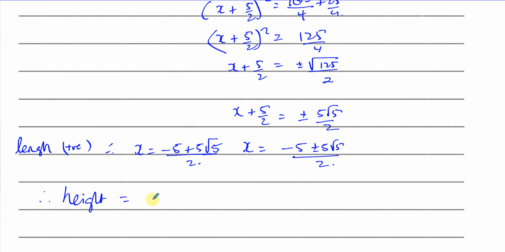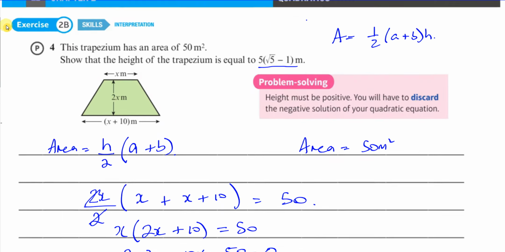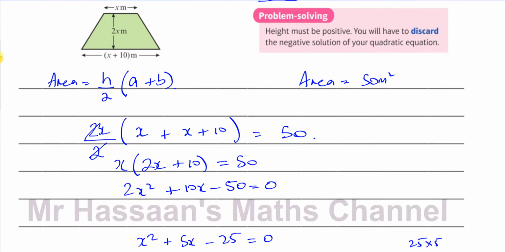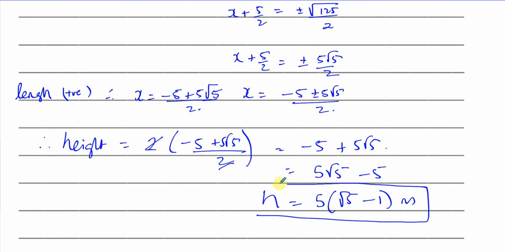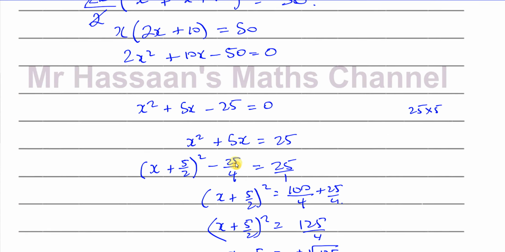So you have the height is equal to 2 times minus 5 plus 5 root 5 over 2. The 2's cancel out, so you're left with basically minus 5 plus 5 root 5. Now they want it in this form here, which is factorized, 5 times root 5 minus 1. So what we can do is say this is like 5 root 5 minus 5, and then take out 5 as common. So you have root 5 minus 1 inside. And there we have the height of the trapezium in the form that they want it.